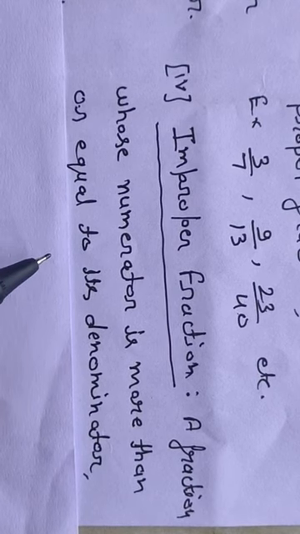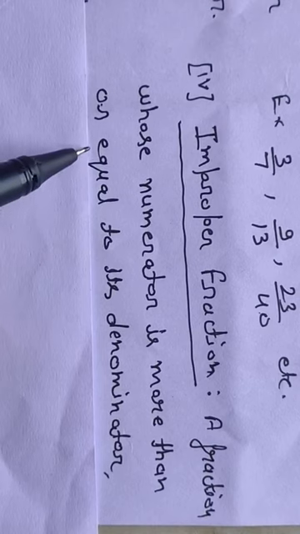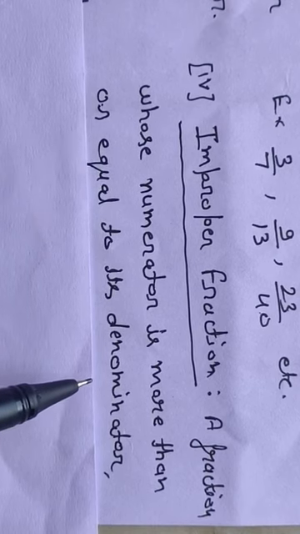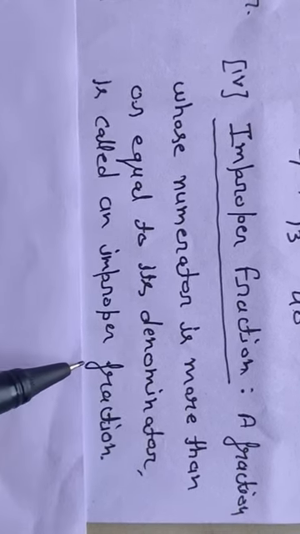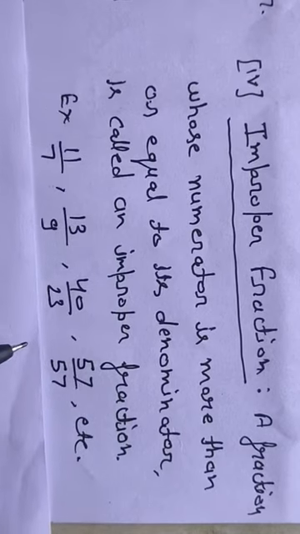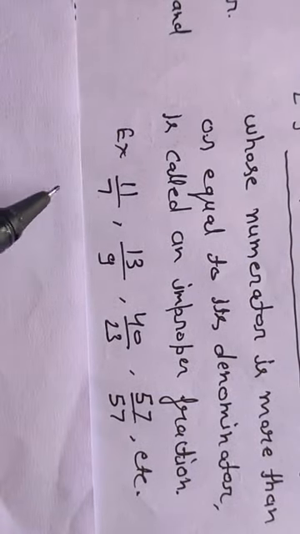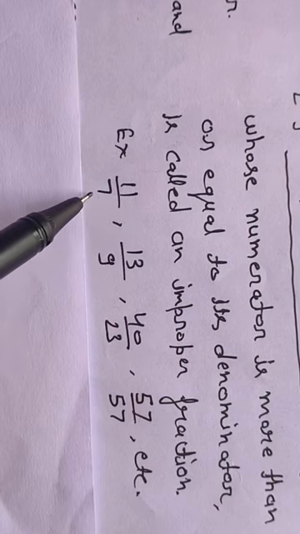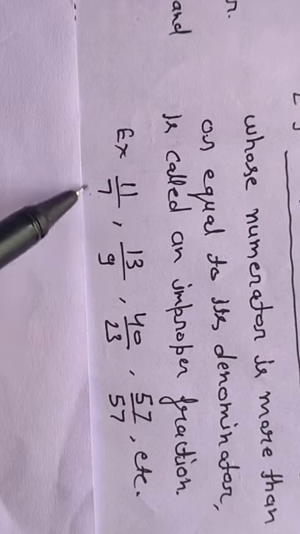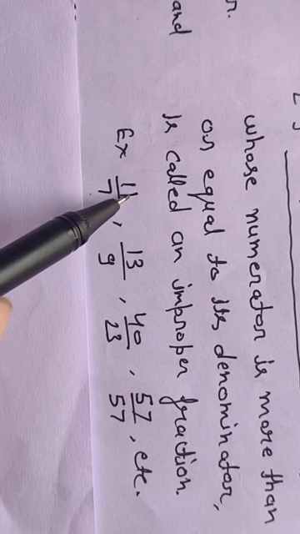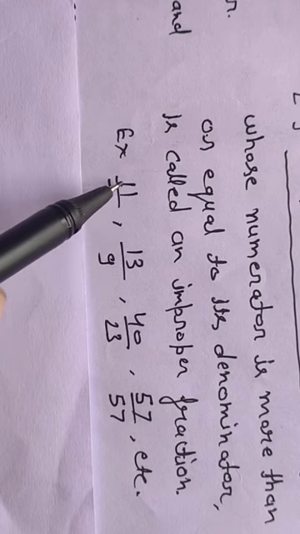What are whole numbers? Improper fraction: a fraction whose numerator is greater than or equal to its denominator is called an improper fraction. For example, 11 upon 7. In the first example, 11 is the numerator and 7 is the denominator. See, 11 is greater than 7, so it is improper.